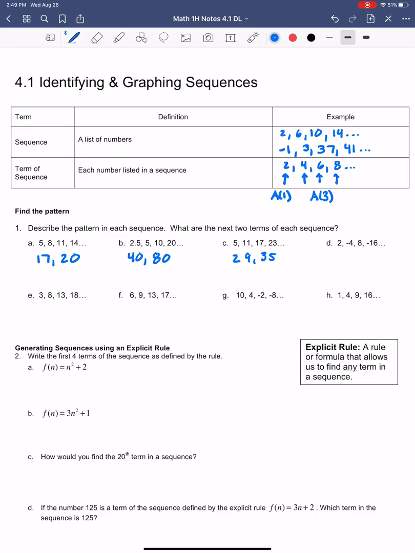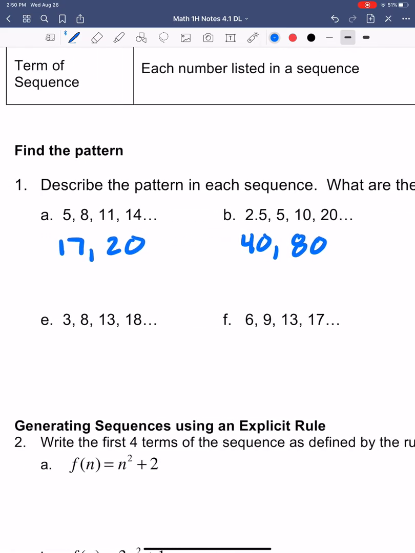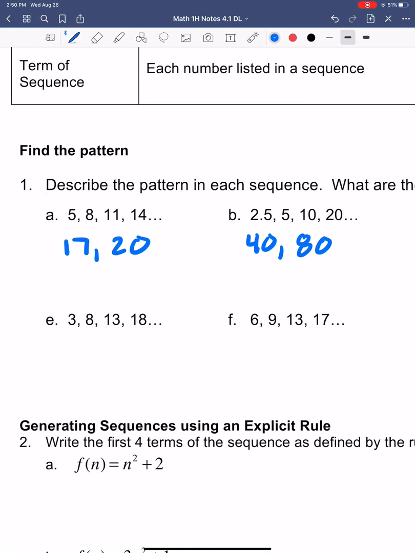Letter D gets a little bit trickier. It looks like we're multiplying by 2, but it's going to be -2 because we can see that the signs are alternating. So -2 times -16 turns into positive 32. And then if I multiply that by -2, I end up with -64. We'll keep moving. Letter E, looks like we're going up by 5, so the next ones are 23 and 28.